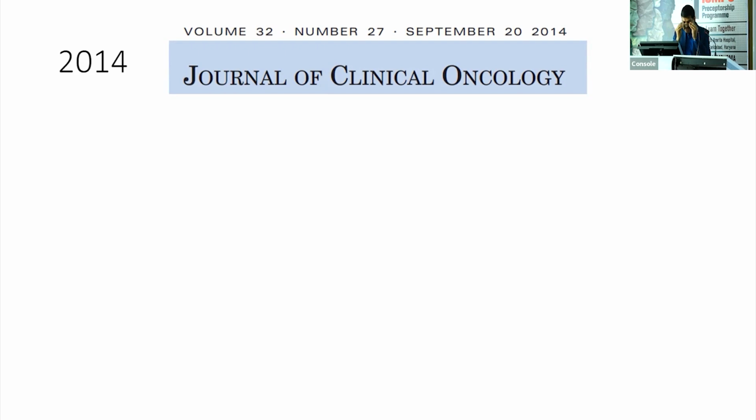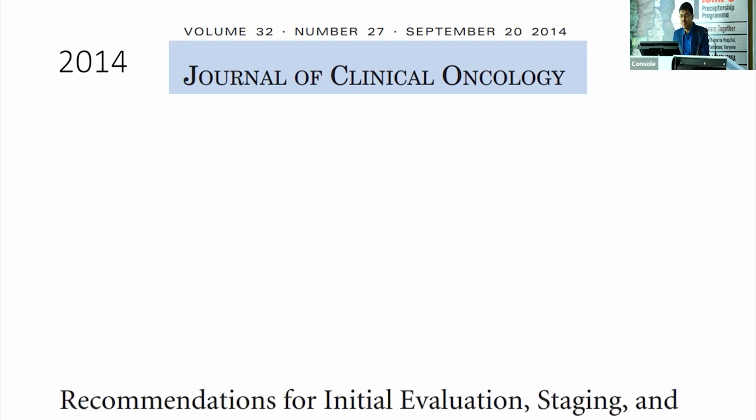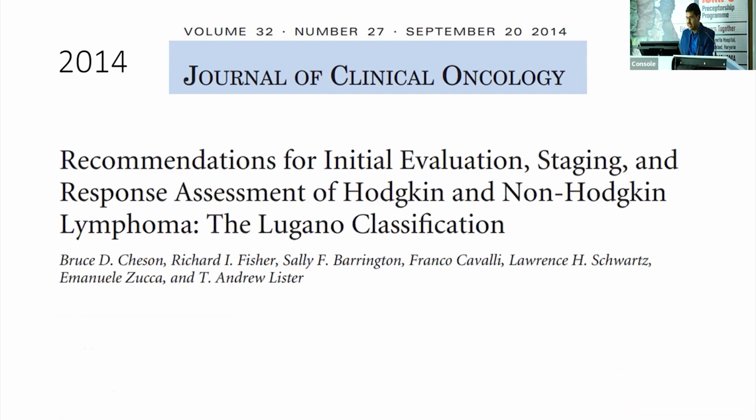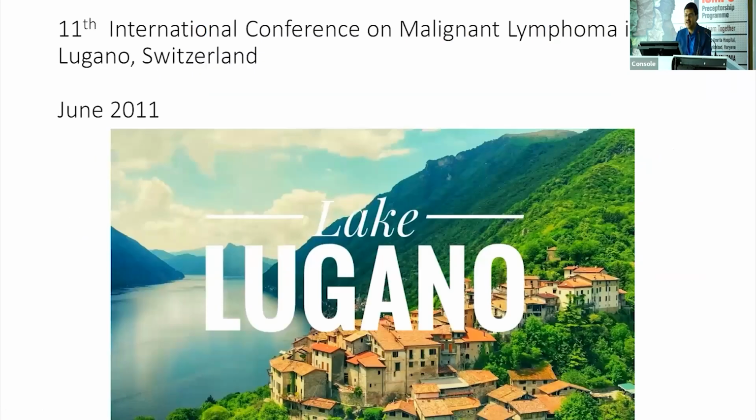Right. So I think let's move on to the latest article, which I like and keep reading whenever I get time, which is this article published in JCO 2014, and whatever names you are reading here are who's who for lymphoma, especially on the North American side. This is a more American dominated paper. And this was again a product of a meeting, which was at Lugano.